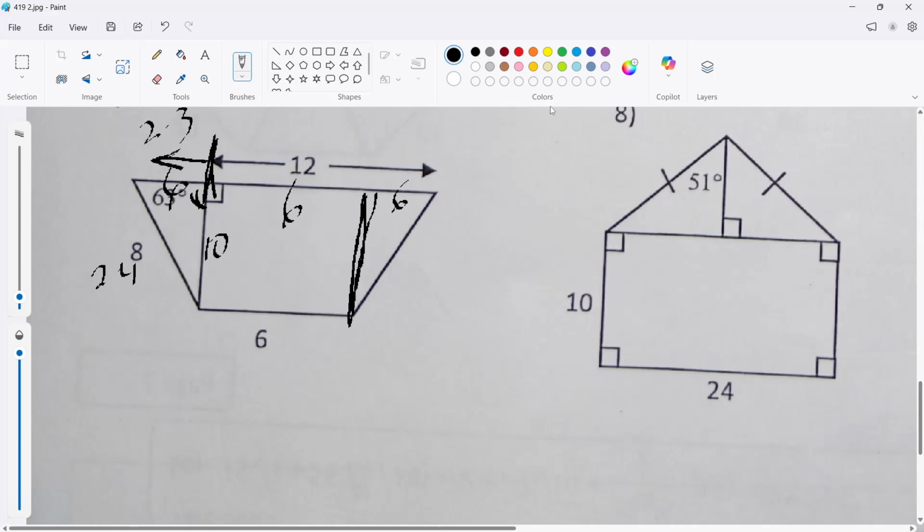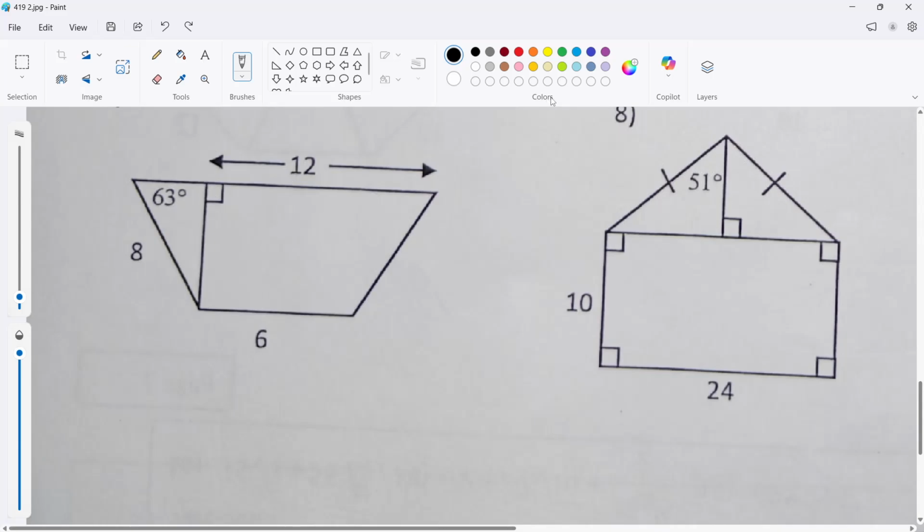But if 12 is just this part, then the area is going to be 1/2, I'll just put over 2, 12 plus 6 is 18 times 10, which is 90 square units. And I just don't think it's supposed to be that simple. So if you rewind a little bit, you'll see the way to do it by actually using that angle.